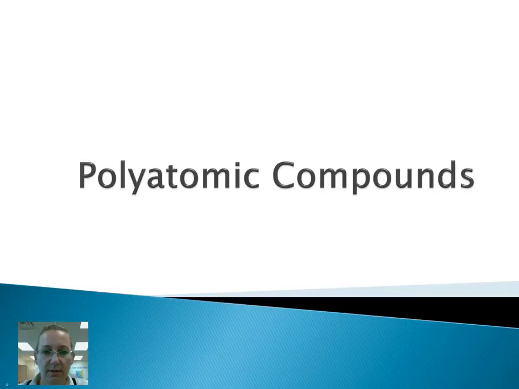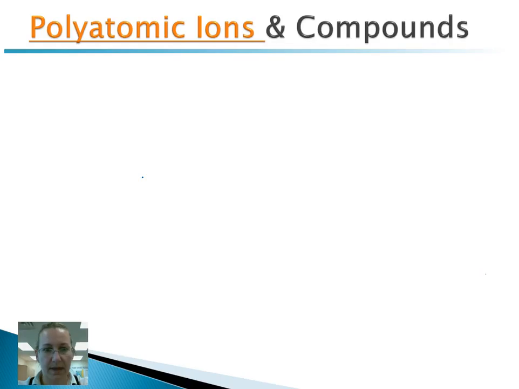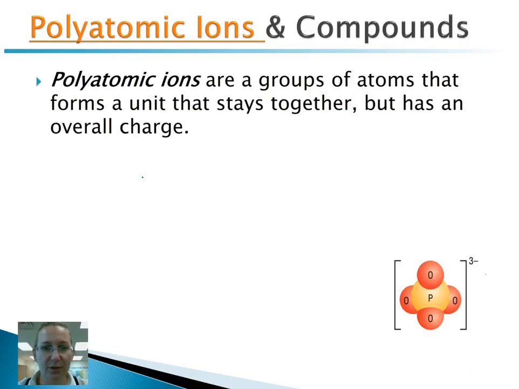Okay, so this is the video on polyatomic compounds. So I'm going to tell you what a polyatomic compound is, but to do that we have to figure out what a polyatomic ion is. Now, you might have got a hint from the name. Poly means more than one. So, a polyatomic ion is basically an ion that is a group of atoms.